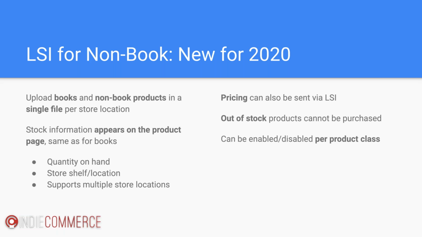Stock information appears on the product page, the same as for books, and we'll see what that looks like together in a minute. It includes things like the quantity on hand and the store shelf or location in the store. The data that appears on the product page will work by location. So if your store has multiple locations, just like it does for books, it will tell the customer which products are available at which locations.